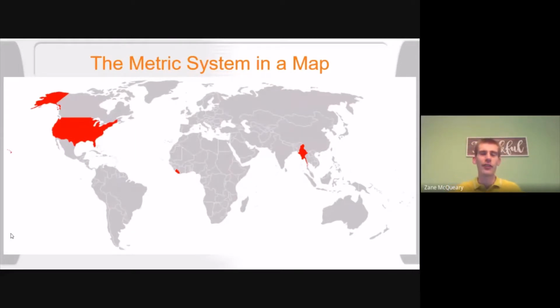And just to kind of wrap it up here, the metric system, you think of it as this all-encompassing system of measurements, but it kind of is. I mean, there's only 3 countries in the world who don't, right? Just America, Liberia, and Myanmar. That's it. And kind of makes you wonder why we haven't gone on board yet, right?